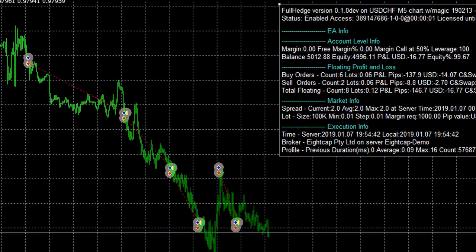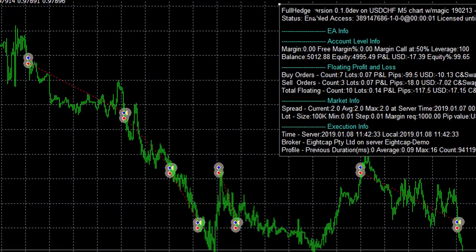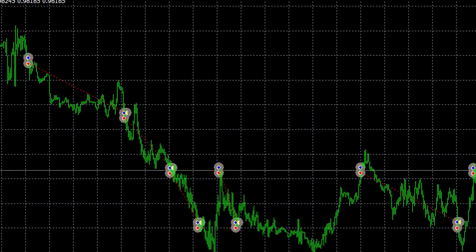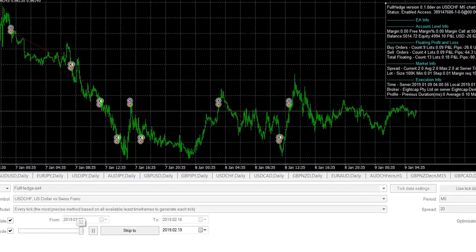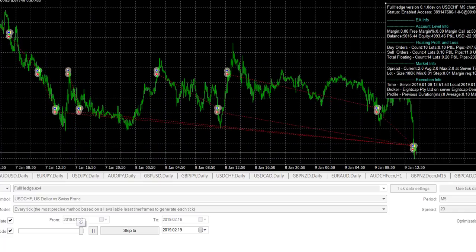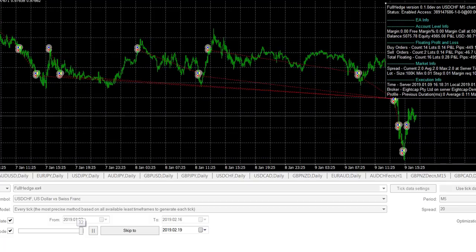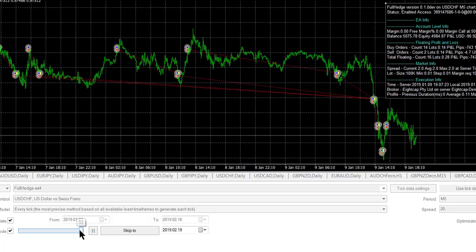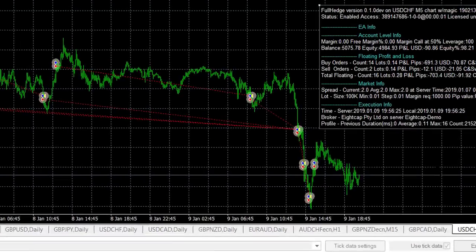All right, so there's quite a bit of trading that's going on. Okay, so let's stop the trading and look at what's happened in those 20 odd transactions that have gone past.